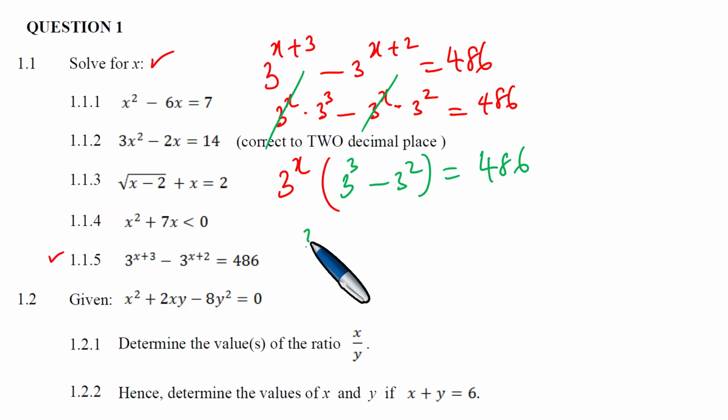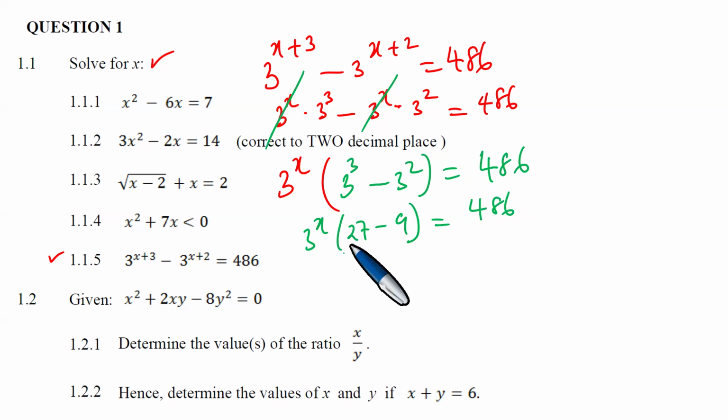So what do we do here? What is 3 to the power 3? 486. What is 27 minus 9? 16. Okay. You close?